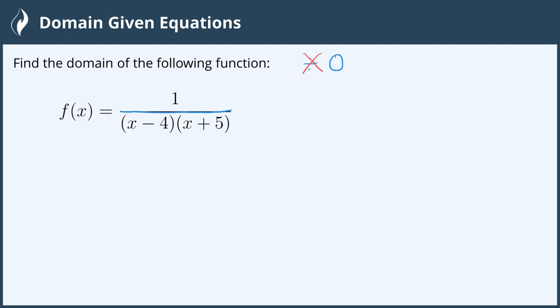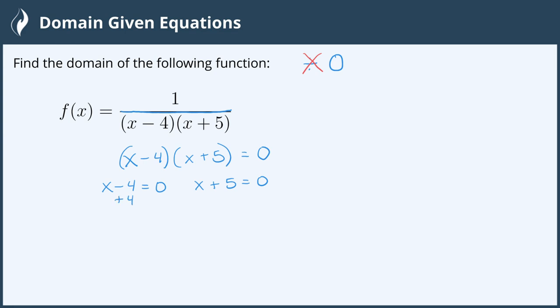So the best way to find that is to find where it does equal 0. So we will take the denominator, x minus 4 times x plus 5, and set it equal to 0 to find where the restriction will occur. Because I have two factors and it equals 0, I can use the zero product property by dividing this into two equations, the first factor equaling 0 and the second factor equaling 0, to find where the variable in each factor will make it equal 0.